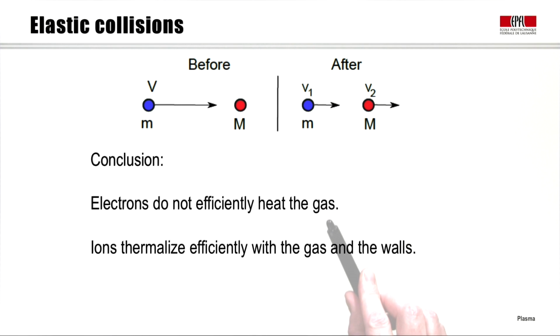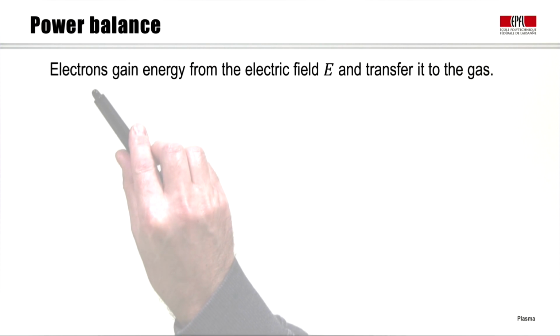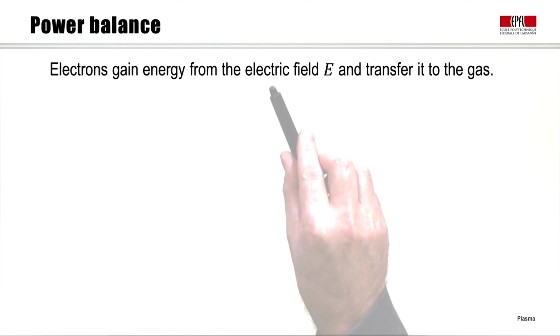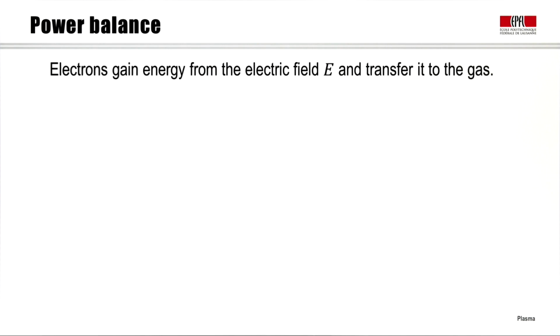That is, the electrons do not transfer much of their energy to neutral atoms, whereas, in contrast, ions thermalize efficiently with the gas and with collisions with the wall. Let's put this discussion on a more formal footing. In a plasma, the electrons gain energy from the electric field, and they transfer this energy to the gas.